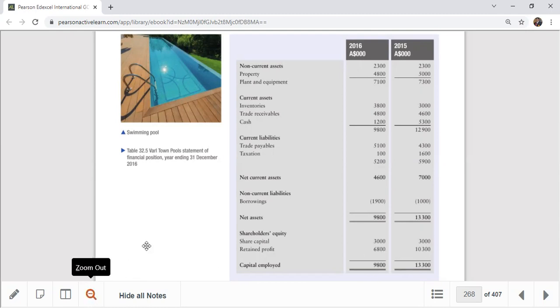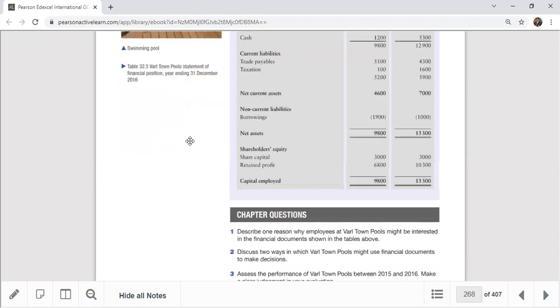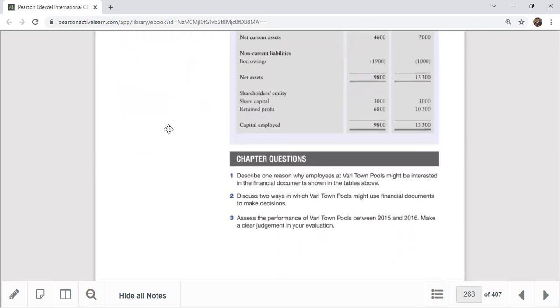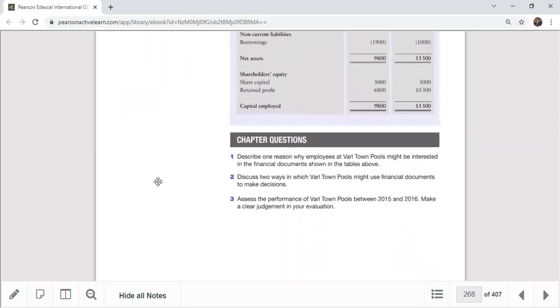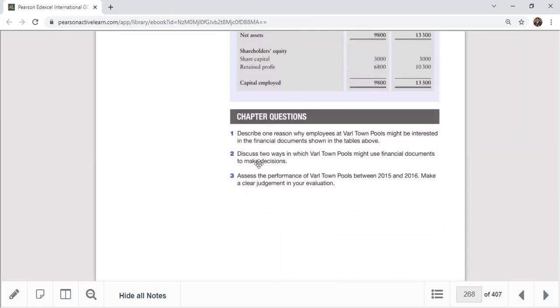So this is a case study given with the SOFP and income statement, asking 3 questions. Describe one reason why employees at Varl Town Pools might be interested in the financial documents shown in the tables above. If you are a worker, an employee here, employees are mainly looking at the financial statement to assess their job security, the ability to get some kind of bonus or profit share to increase their salary. These are the main reasons why employees are looking at the financial statement.